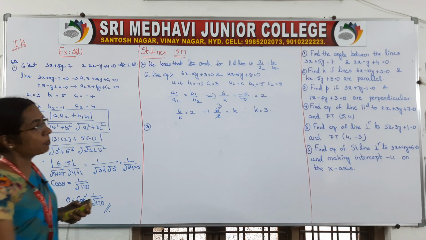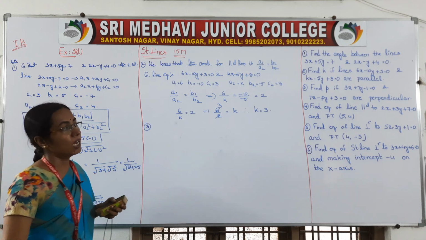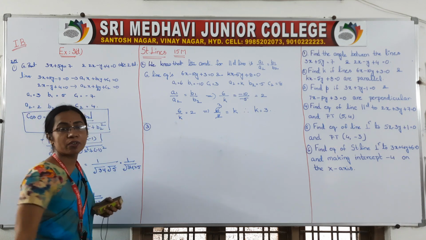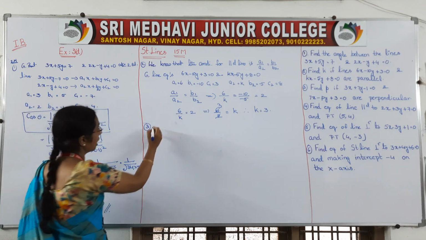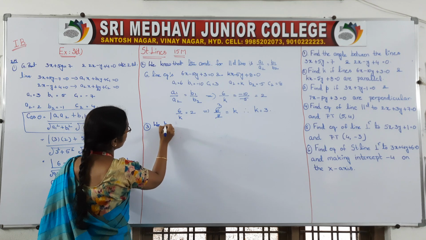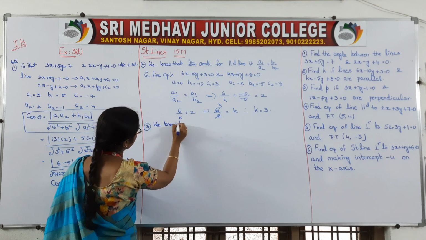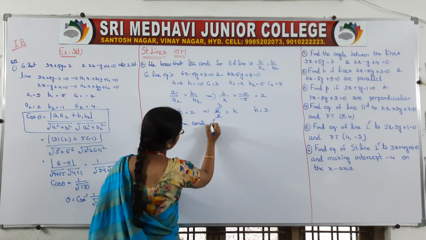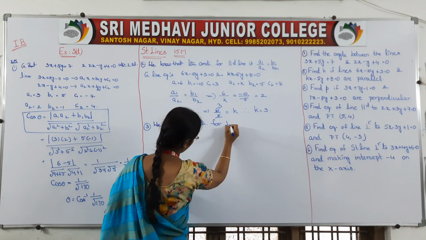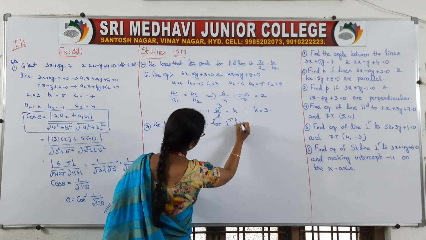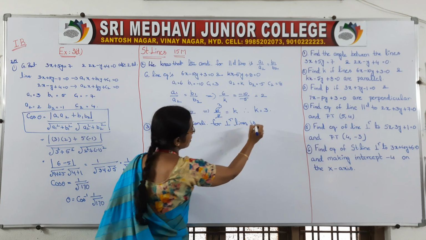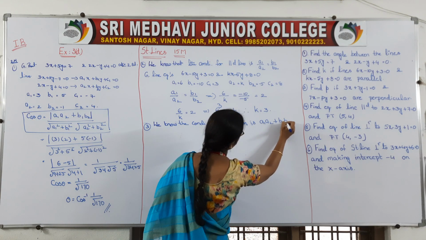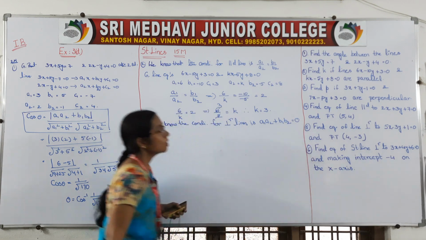Next, find p if those two lines are perpendicular. This question is perpendicular. Now we have to write the condition for perpendicularity. So come on, write down. We know that the condition for perpendicular lines is a1 a2 plus b1 b2 is equal to 0.